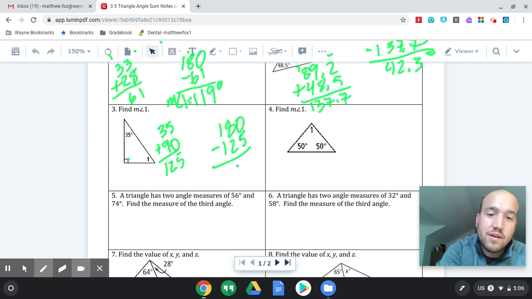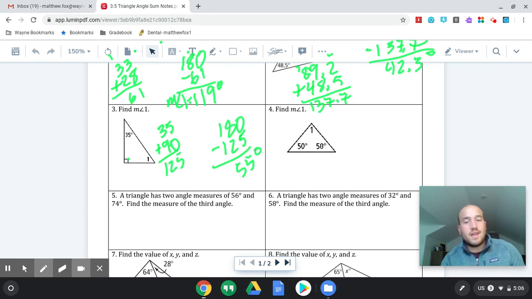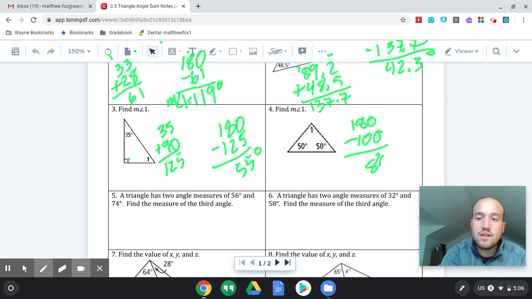And we find out that our other angle is 55 degrees. That is the answer for angle 1. Okay, you could do the same thing on number 4. 50 and 50 gives us 100. Then take 180 minus that 100. And we find that angle 1 is going to give us 80 degrees.